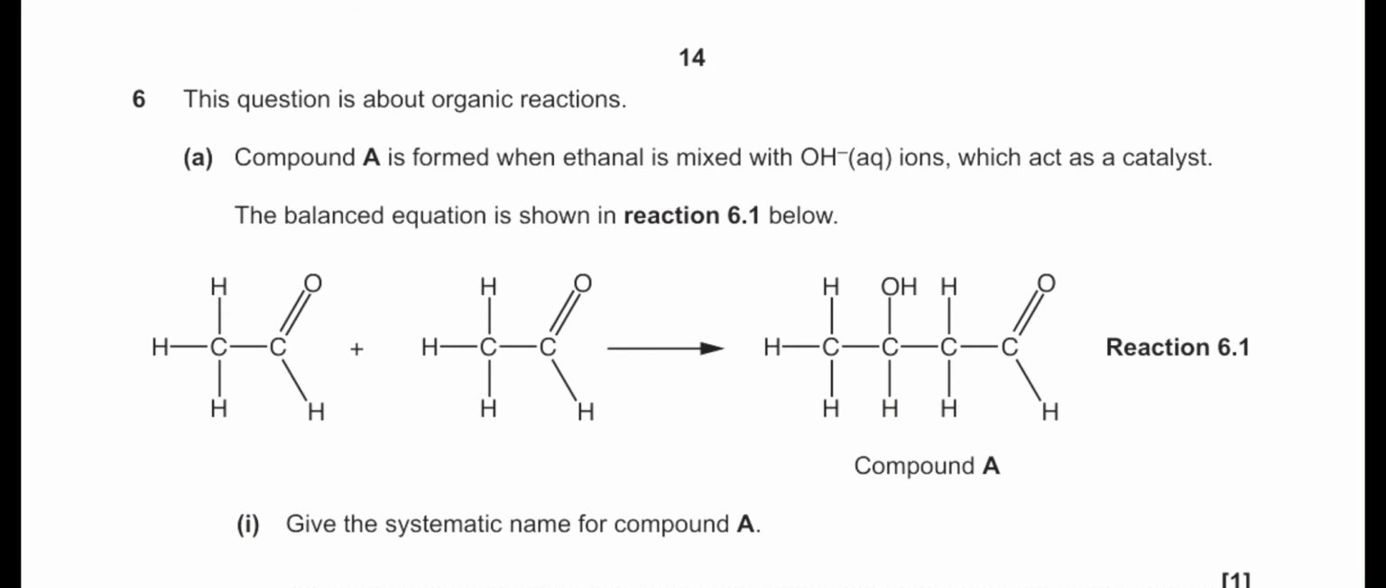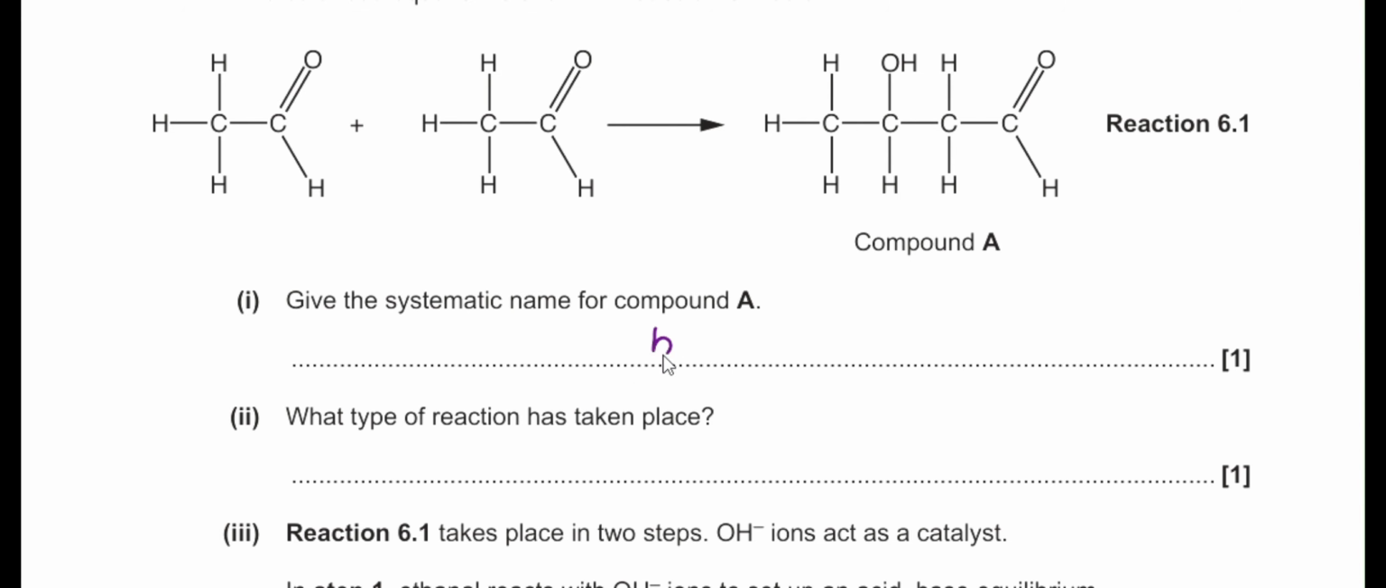Question 6. This question is about organic reactions. Compound A is formed when ethanal is mixed with OH minus aqueous ions, which act as a catalyst. The balanced equation is shown in reaction 6.1 below. Give the systematic name for compound A. There are 4 carbons here, and therefore it is a butane derivative. And there is this aldehyde group and the hydroxyl group. Now, the aldehyde group is a higher priority group in naming conventions as per IUPAC over the alcohol group. So therefore, this will form the suffix. So we need to write butane with suffix aldehyde. So we write butanal.